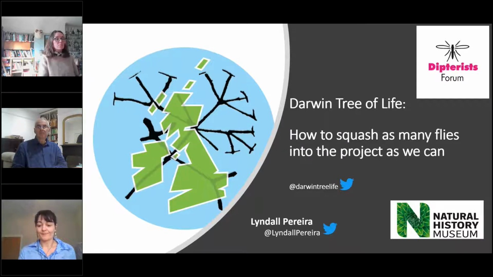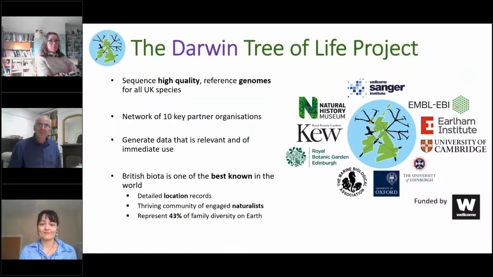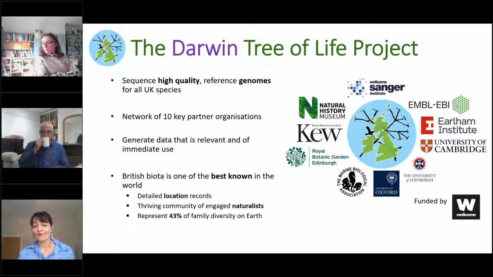So just to give you a quick background on the project. The main aim is to sequence high quality reference genomes for all over 60,000 UK species. It's currently a network of 10 partner institutions, as you can see on the right. And the goal is to generate data that is relevant and of immediate use. This kind of project has never been done before in the world.